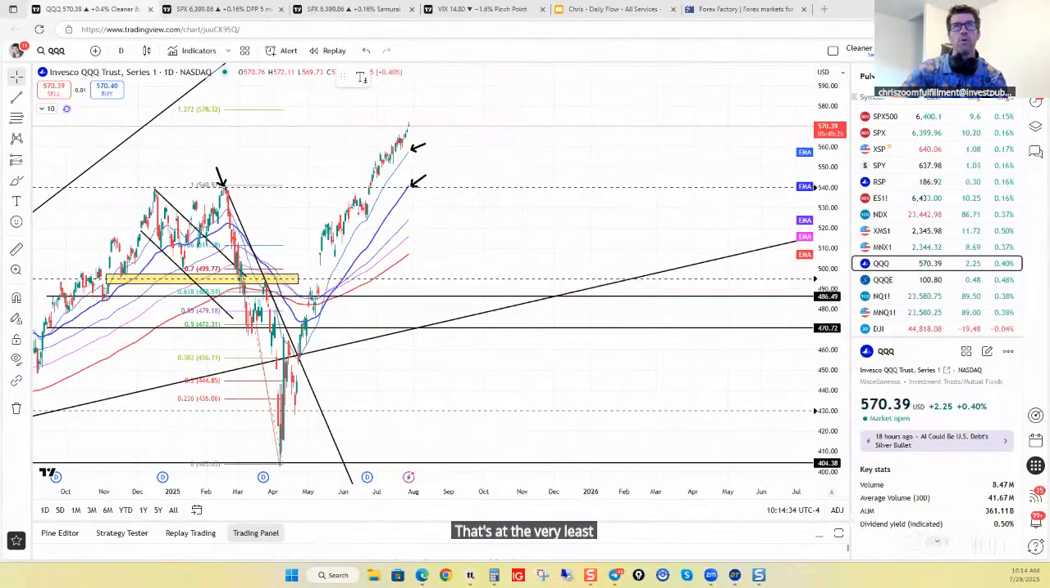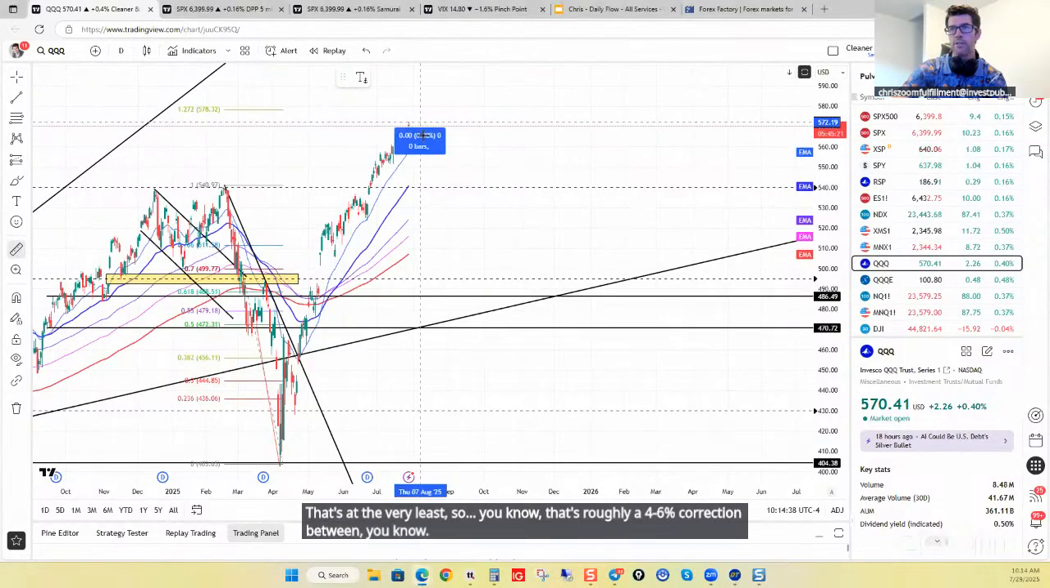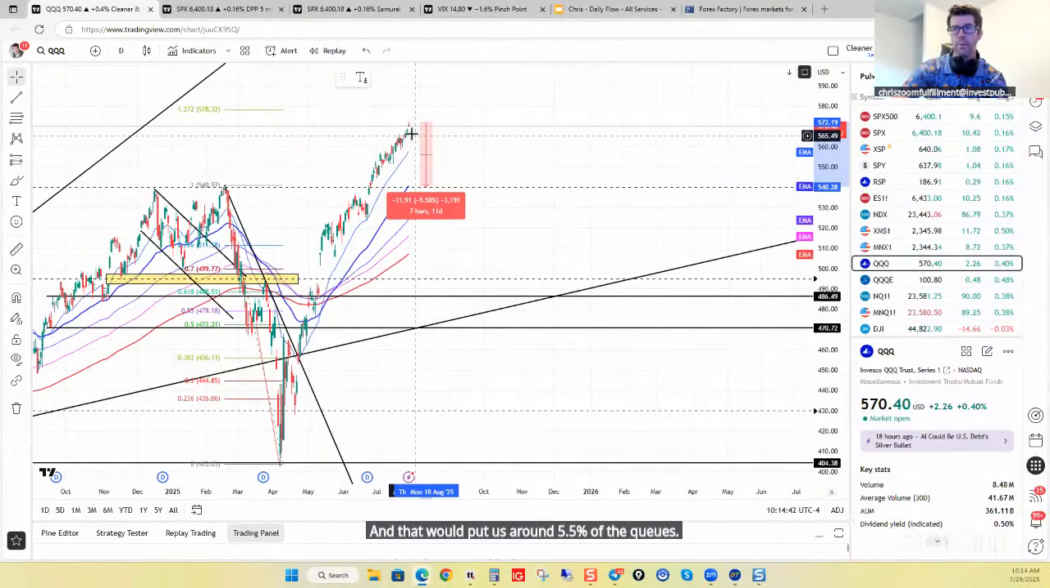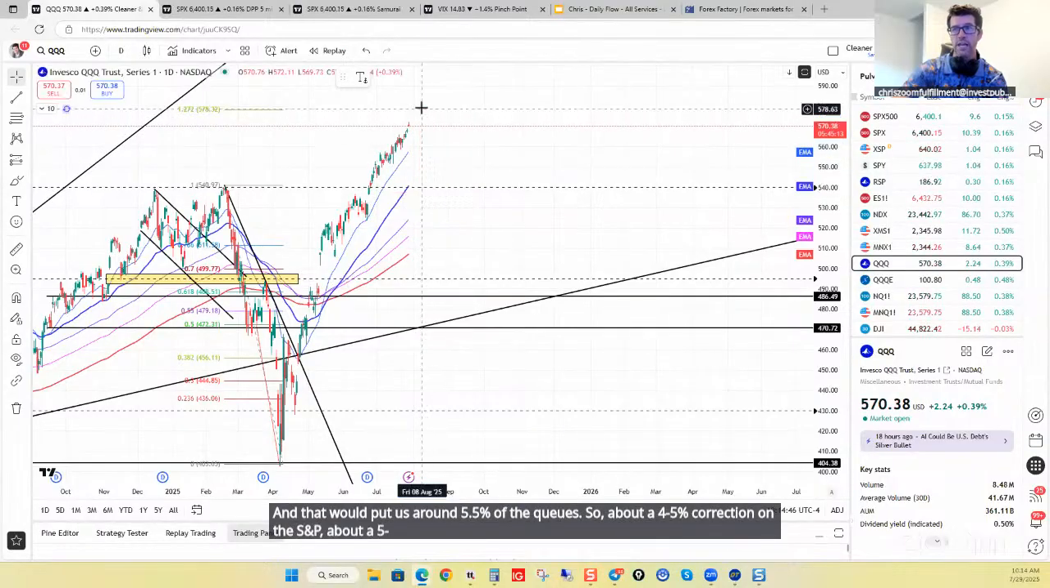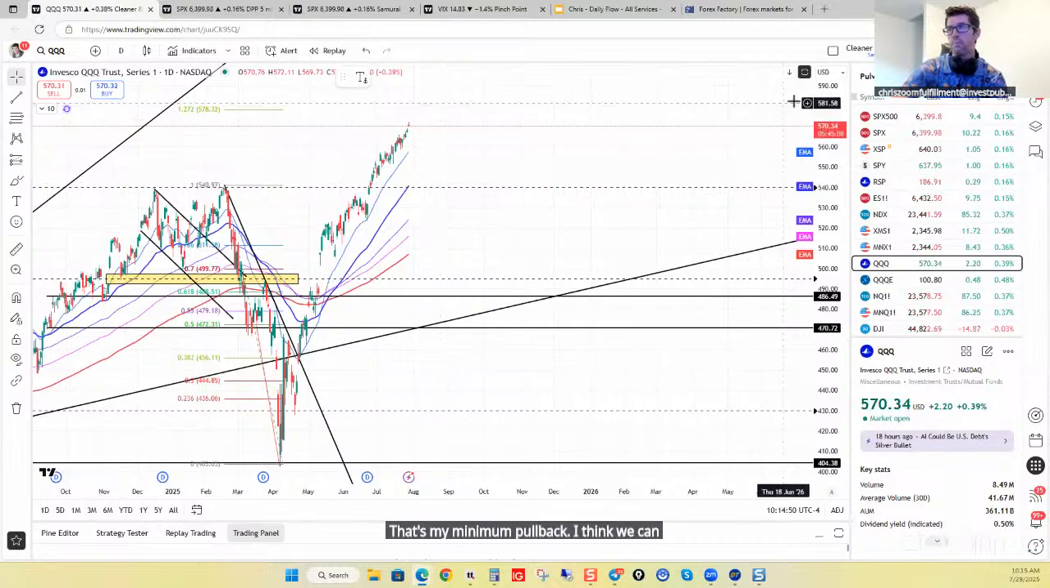So that's roughly a 4 to 6% correction between current highs, and that would put us around 5.5% on the Qs. So about a 4 to 5% correction on the S&P, about a 5 to 6% correction on the Nasdaq. That's my minimum pullback. I think we can go more.